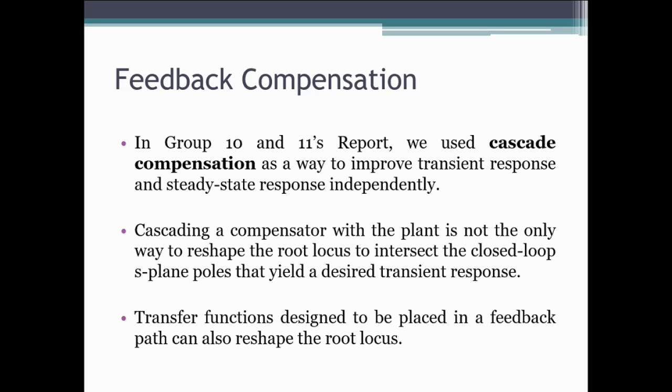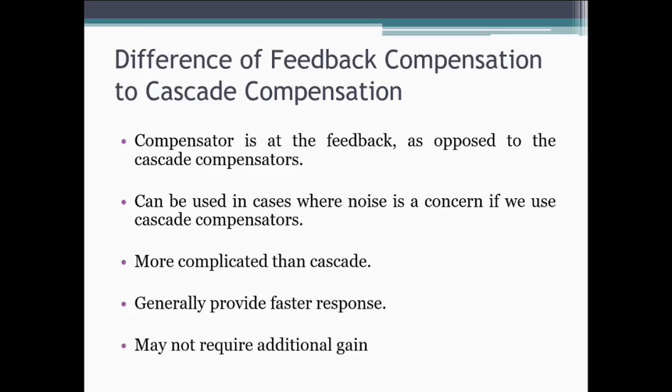Cascading a compensator with the plant is not the only way to reshape the root locus to intersect the closed-loop s-plane poles, which yields a desired transient response. Transfer functions designed to be placed in a feedback path can also reshape the root locus. So here are the differences of feedback compensation to cascade compensation.